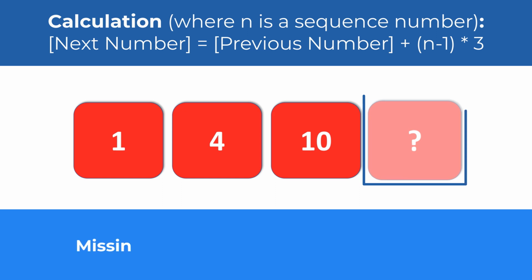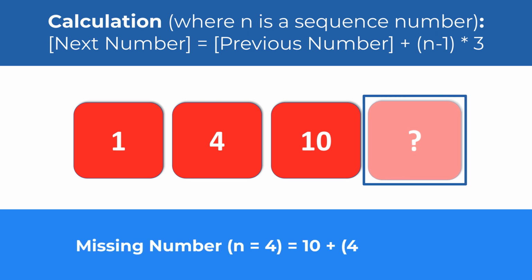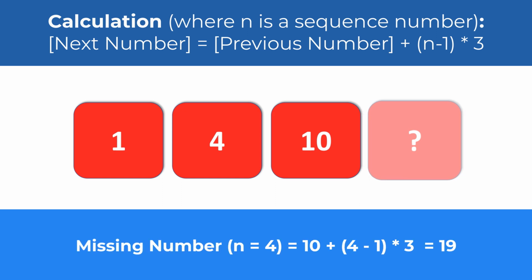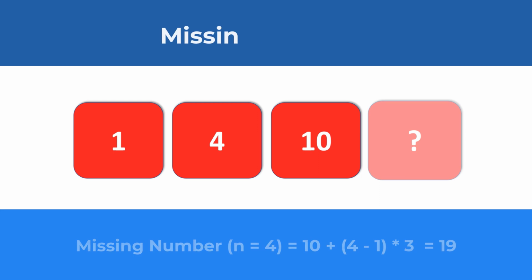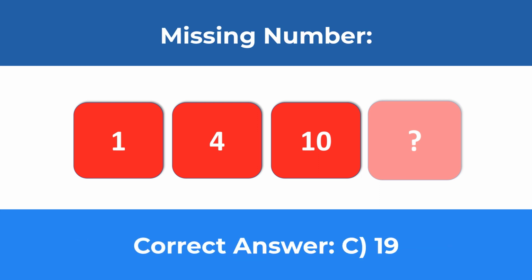So the missing number, where the sequence number n equals 4, can be calculated as 10 plus (4 minus 1) in parentheses multiplied by 3 equals 19. So the correct choice here is choice C, 19.